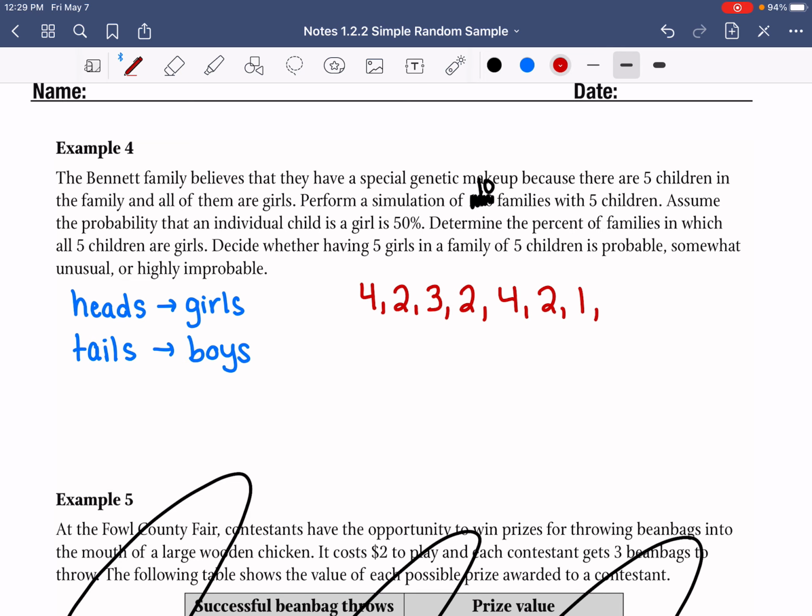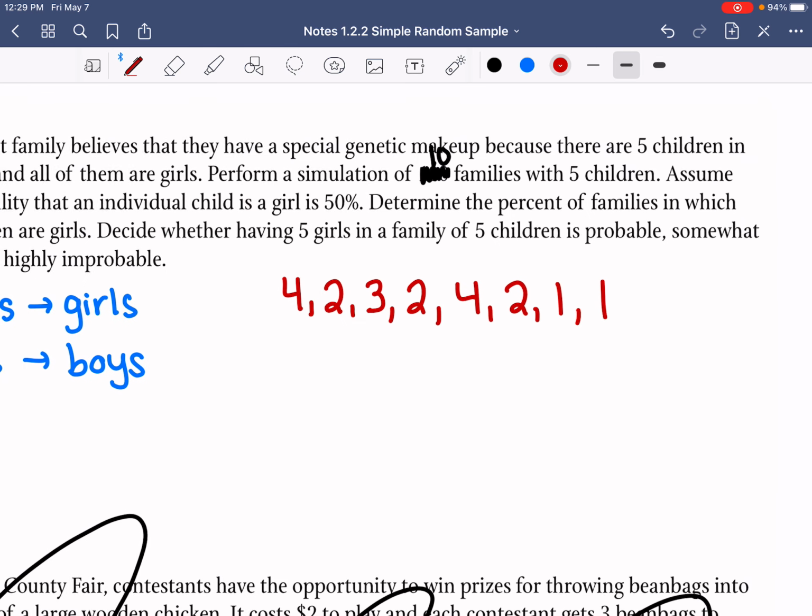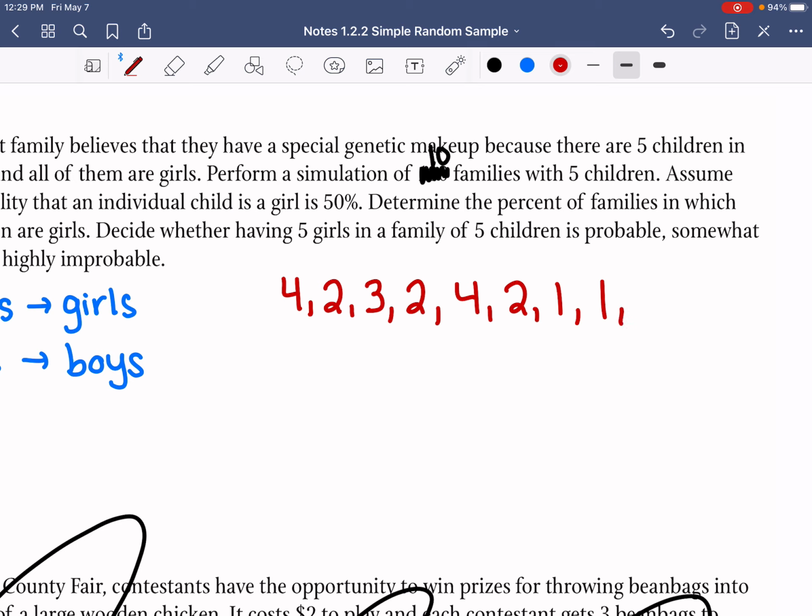I have just 1 girl again. I have 1, 2, 3, 4, 5, 6, 7, 8 families so far. So I need 2 more families. I have 1 girl. The last one also just has 1 girl. Okay, so what we want to look at is how many of our families, we only did 10 instead of 100, but we have 1, 2, 3, 4, 5, 6, 7, 8, 9, 10 families. How many of those families had all 5 of them girls? 0 out of 10 of them.